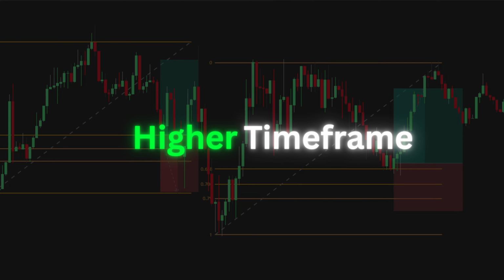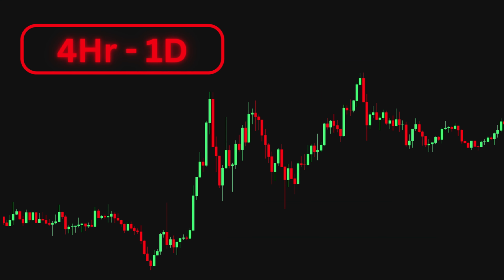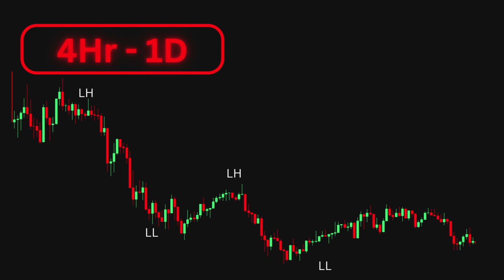Move to a higher chart, such as the 4-hour or daily time frame, and determine the overall direction of the market. If price is consistently creating higher highs and higher lows, the market is in an uptrend. If it's producing lower highs and lower lows, the market is in a downtrend. This step is important because we only want to take trades in the direction of the dominant trend, not against it.